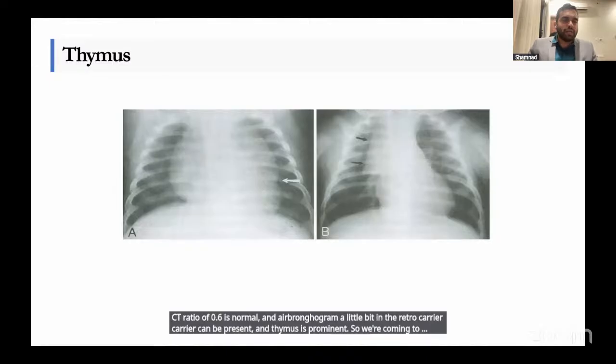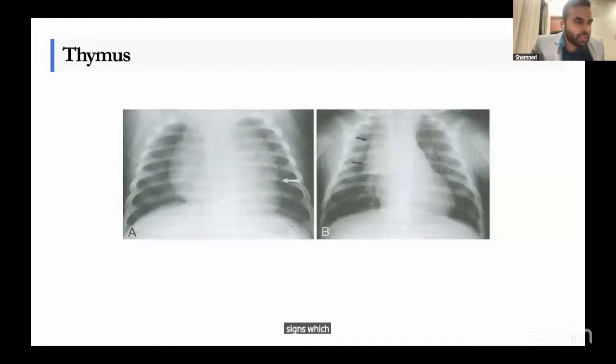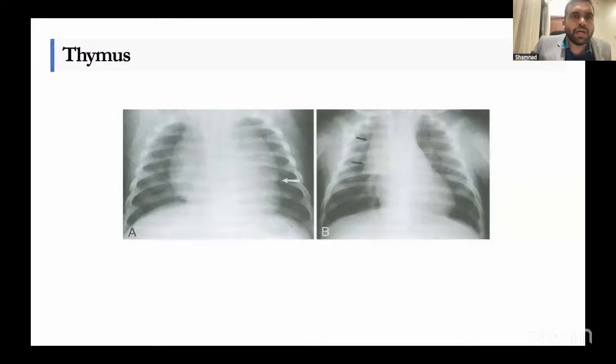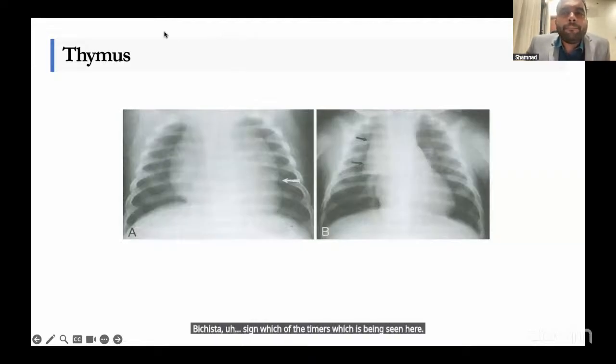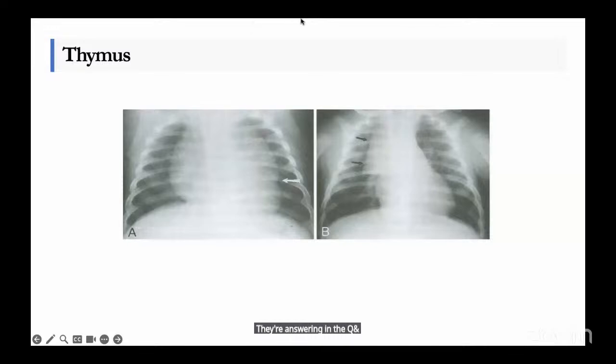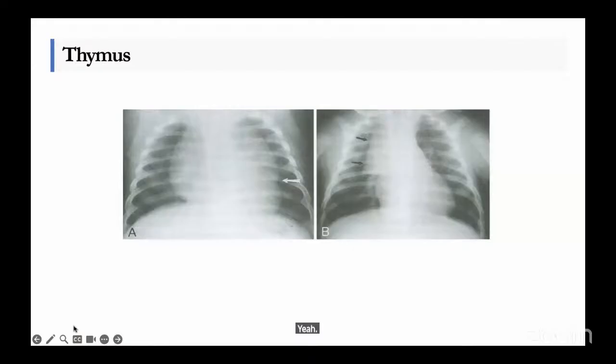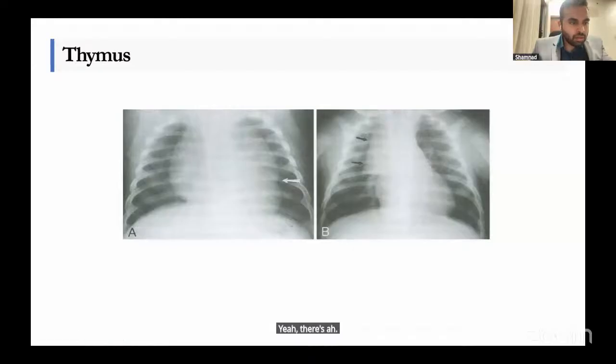So these are some of the X-rays. So can anyone name the signs which are being seen? I think participants can unmute and also say. Which is the sign of the thymus which is being seen here? They are answering in the Q&A box. I am not able to see the Q&A, sir. Yeah, there's a, just after the share button. Okay, got it, sir.